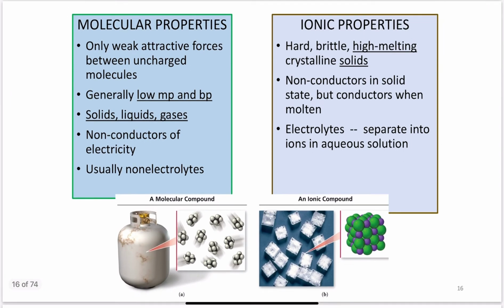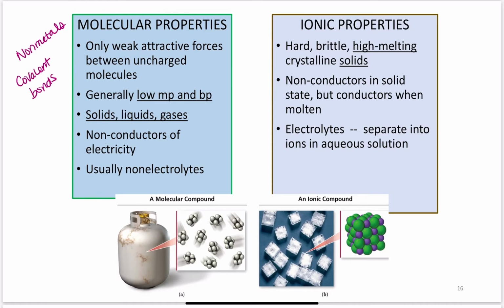So some molecular and ionic properties. Molecular: again, nonmetals, covalent bonds. Molecular compounds only have weak attractive forces between uncharged molecules. We will talk about these attractive forces more in chapter 12, when we talk about intermolecular forces as a whole. They're much weaker forces holding these together because they are sharing these electrons, and it's kind of like, okay, I want some of that, but I want some of that too. Okay, we'll share. So it's a weaker attraction holding these two things together.